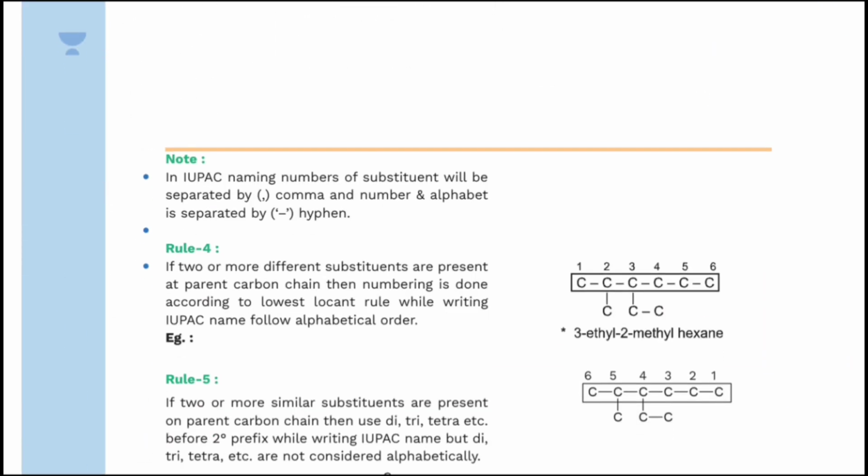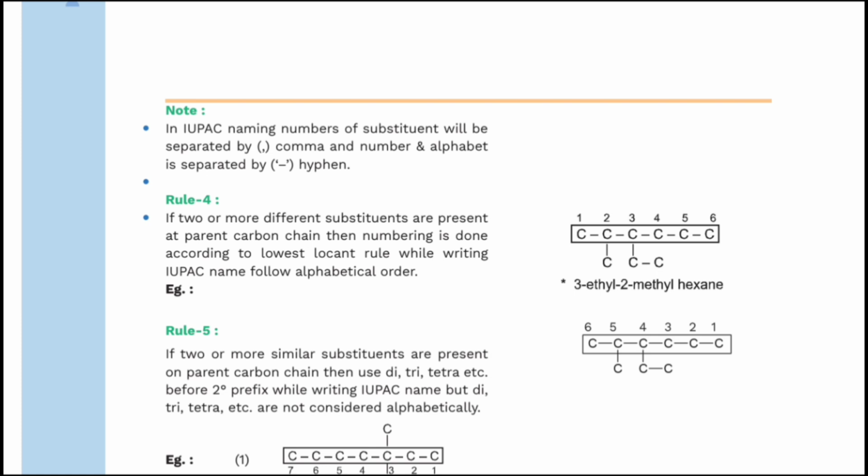In an IUPAC name, the numbers of substituents are separated by commas, and numbers and letters are separated by hyphens. If two or more different substituents are present on the carbon chain, the numbering is done according to the lowest locant rule. While writing the IUPAC name, we follow alphabetical order. We number according to the lowest locant rule, but while writing we write the first alphabet first. As you can see, ethyl comes before methyl in alphabetical order, so we write ethyl first.